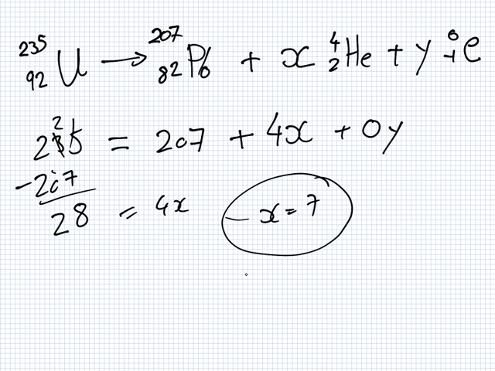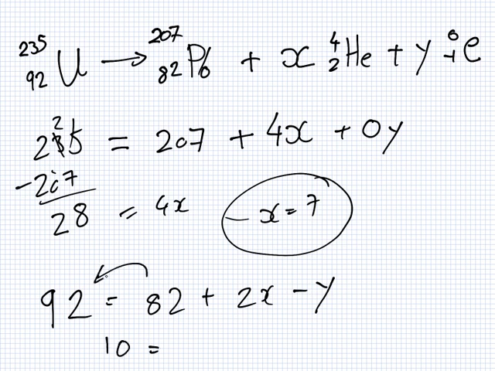Likewise, the number of protons stays the same. So the lower number is the same. So 92 should equal 82 plus 2x minus y. We're balancing the equation, something that you probably have done in chemistry, right? Maybe not quite like this, but the concept is the same. So we have 10 equals 14 minus y, so y equals 4.